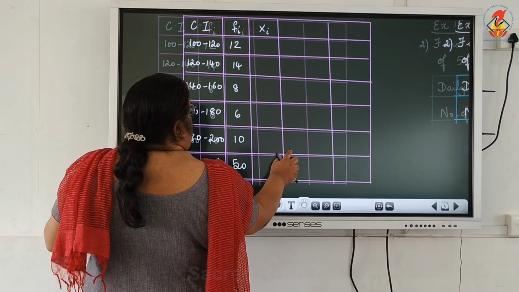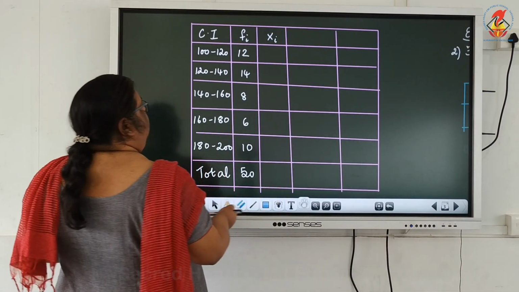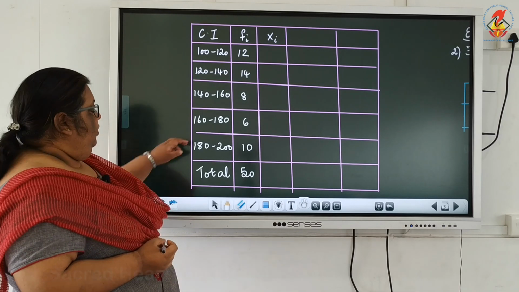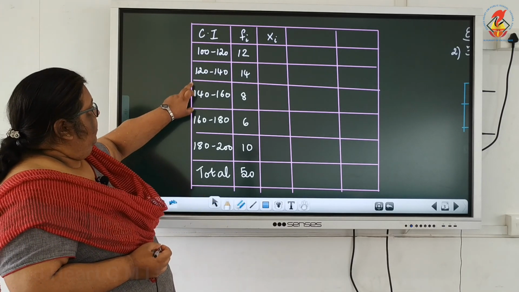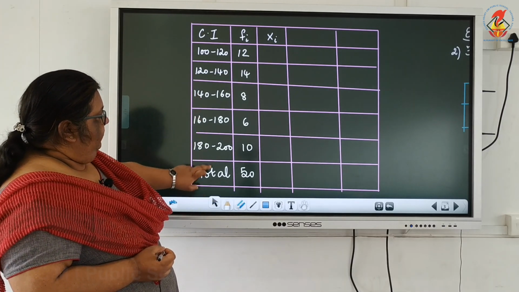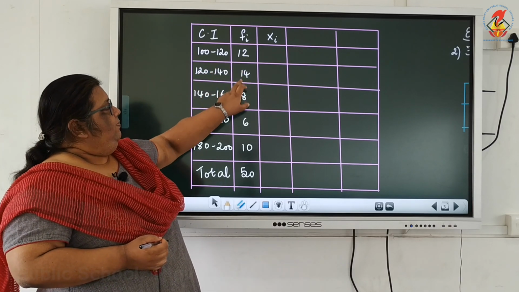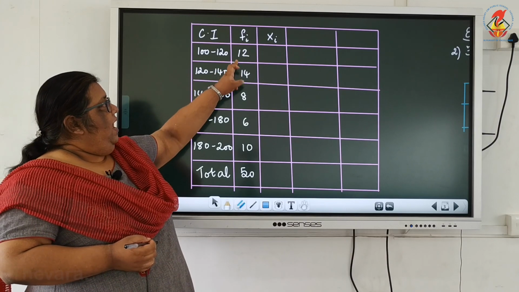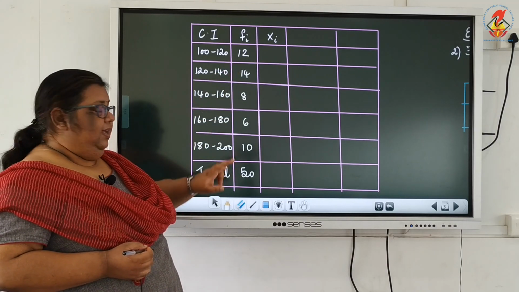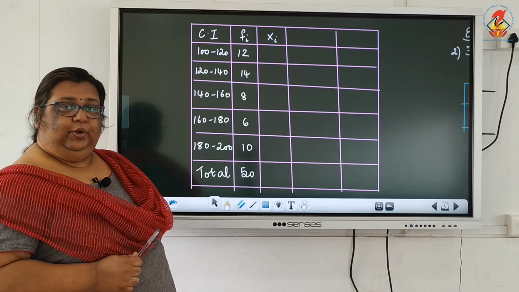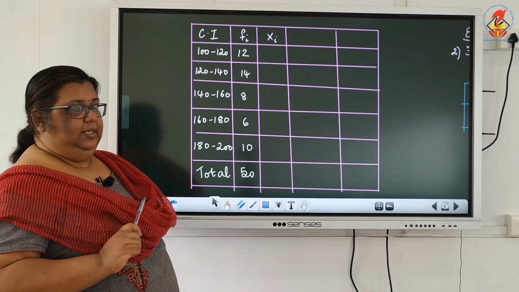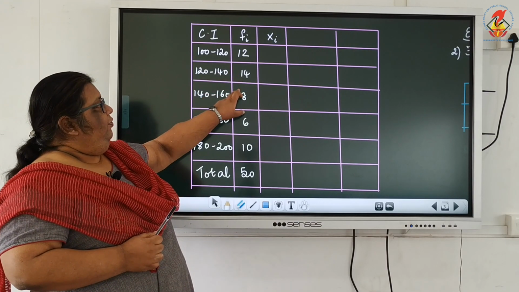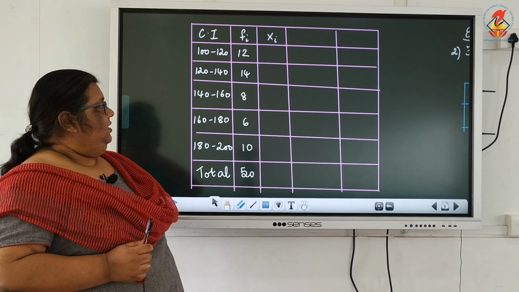So, I have drawn the table here. Class intervals 100 to 120, 120 to 140 are written. Their respective corresponding frequencies are also there. When we add all the frequencies, we get the answer as 50. In the question also it is said there are 50 workers. So, see that when you add the frequencies, you get 50 itself.